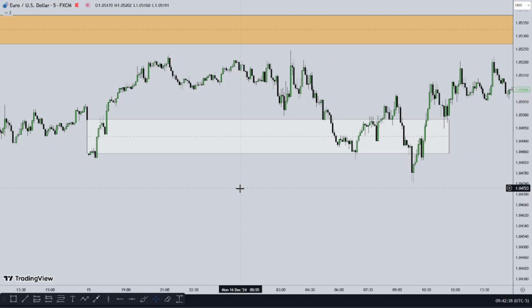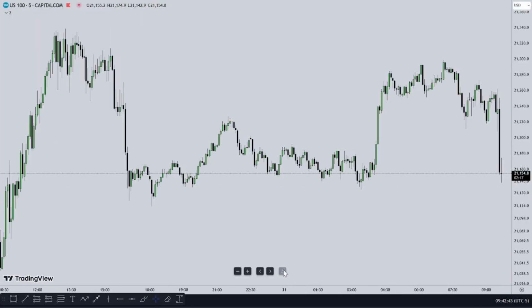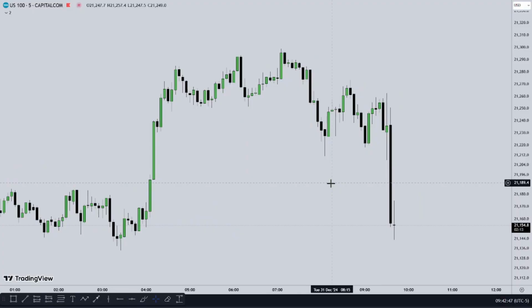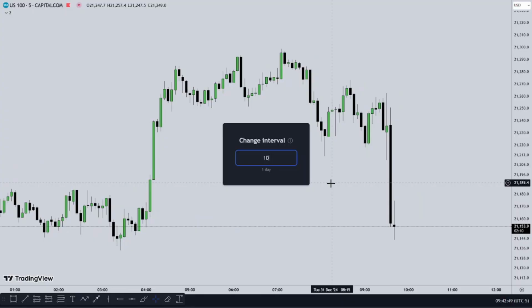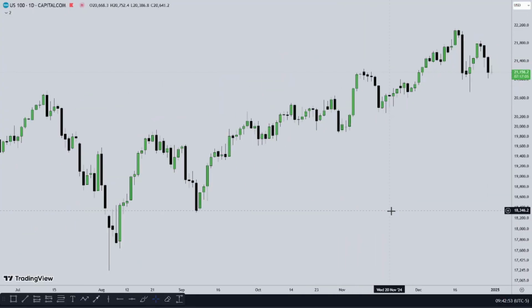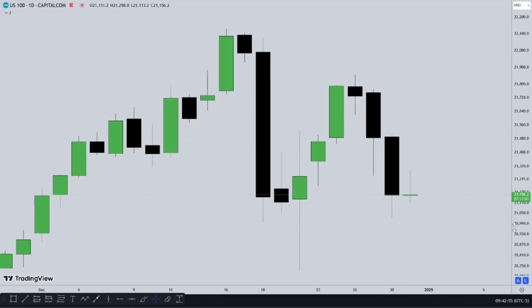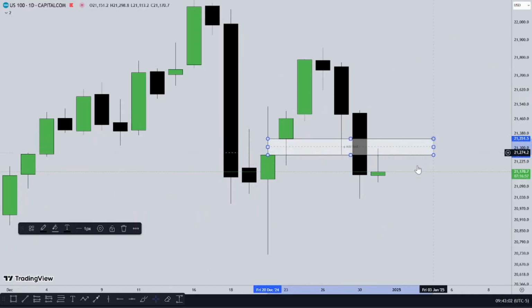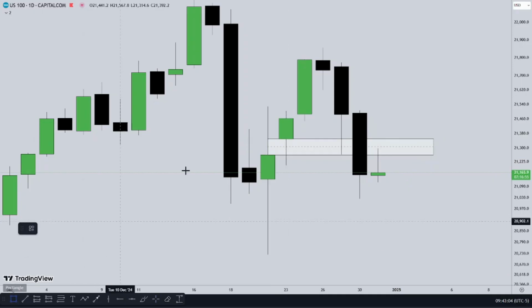Now let's identify a new day opening gap. For this, we'll be using an index so that we can get the in-depth of what we're trying to explain. First, let's go to the daily time frame. On the daily time frame, you can see a liquidity gap in price. Here's a liquidity gap. Here's a liquidity gap.